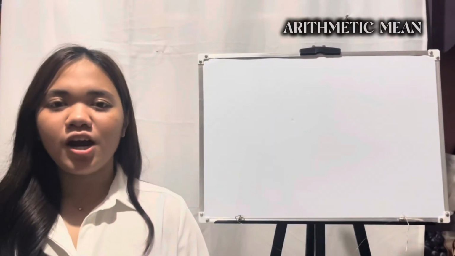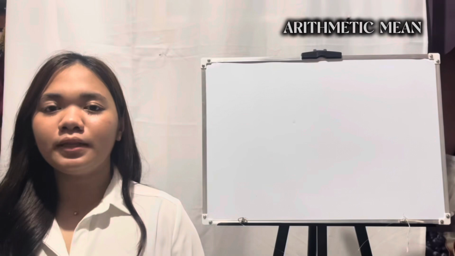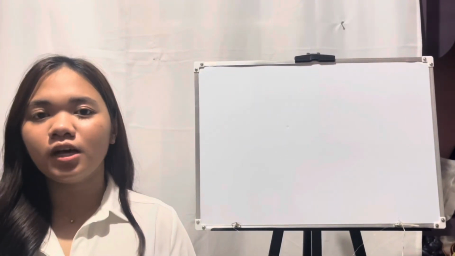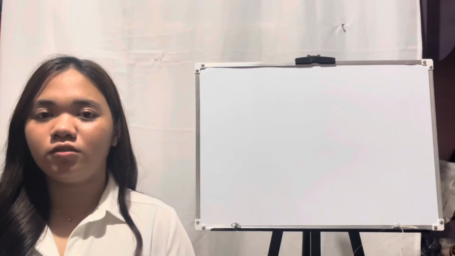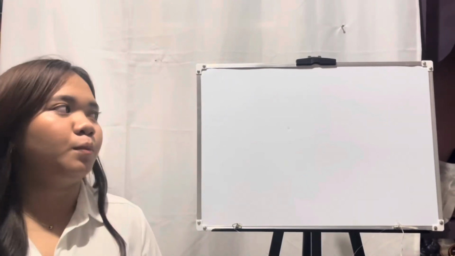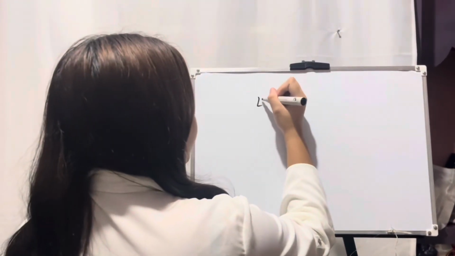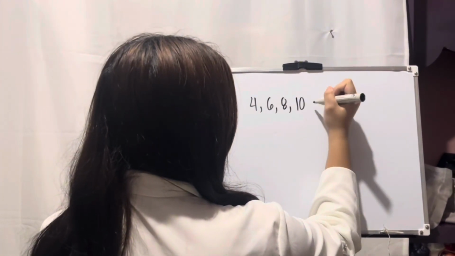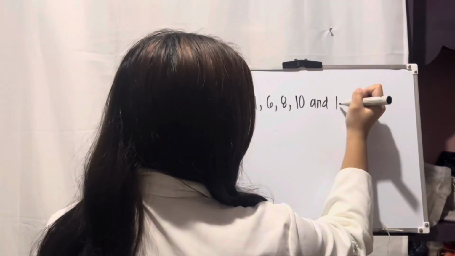And lastly, arithmetic mean. The arithmetic mean is the way to find the average of a set of numbers. It's the sum of the numbers divided by the count of numbers. So I have an example here. I have 4, 6, 8, 10, and 12.